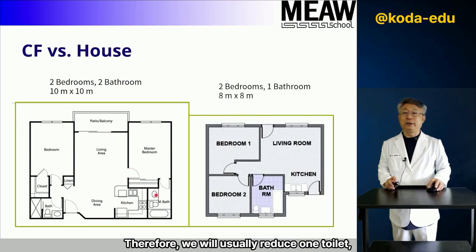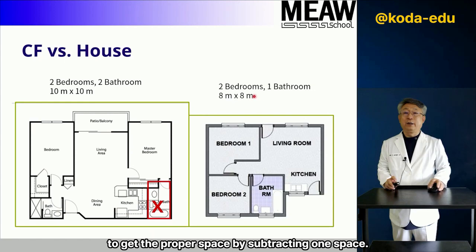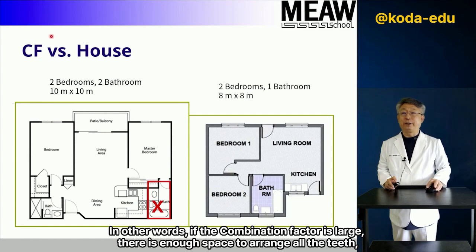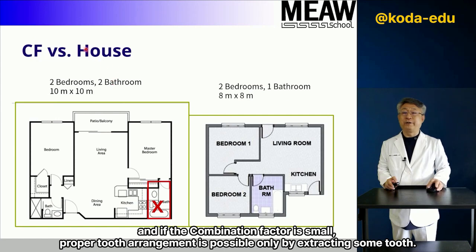There isn't enough space, so we must remove something somewhere. Therefore, we will usually reduce one toilet to get the proper space by subtracting one space. In other words, if the combination factor is large, there is enough space to arrange all the teeth. And if the combination factor is small, proper tooth arrangement is possible only by extracting some teeth.